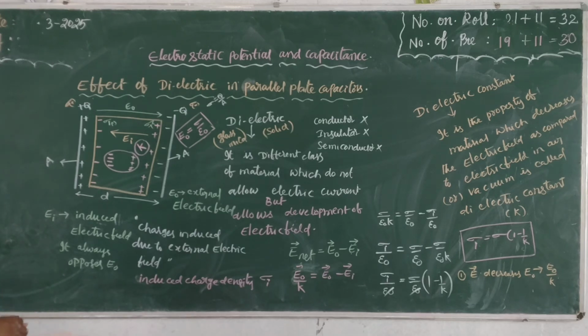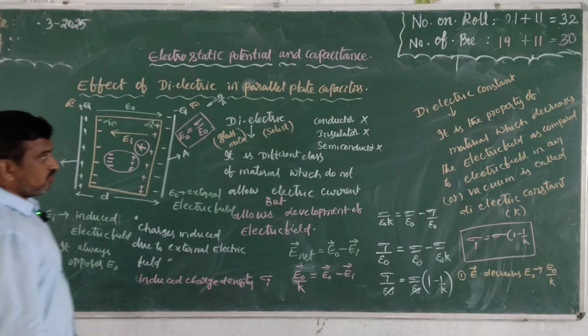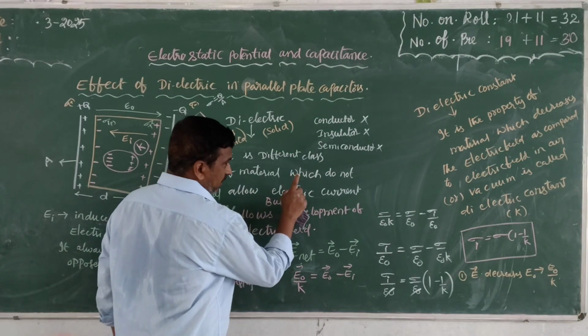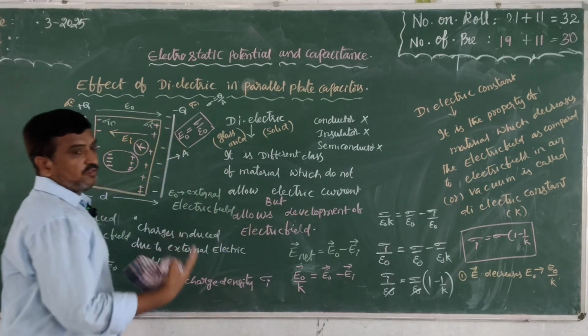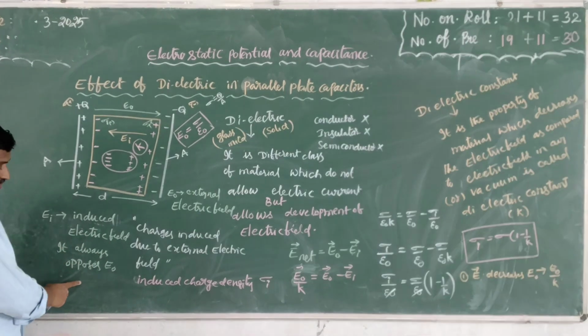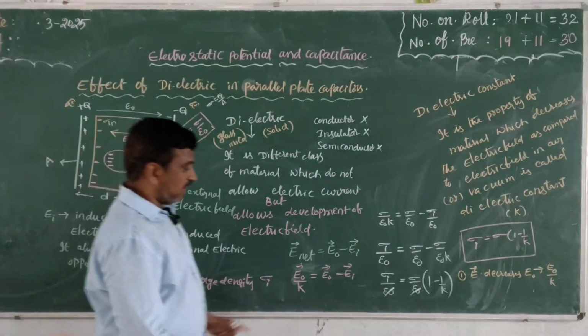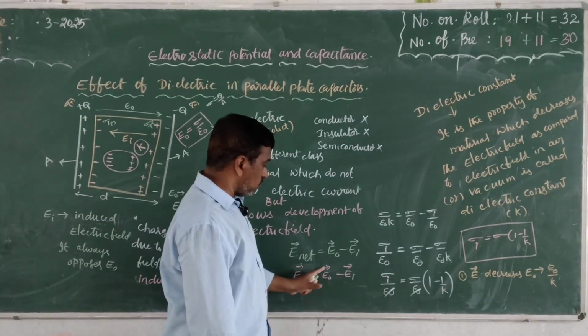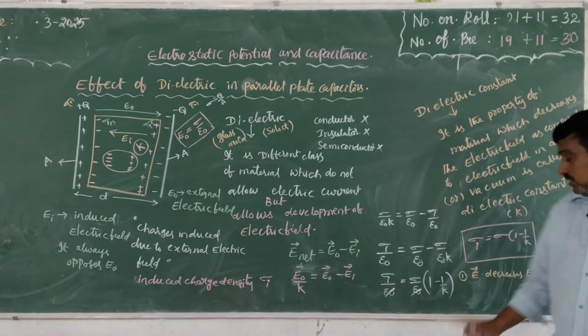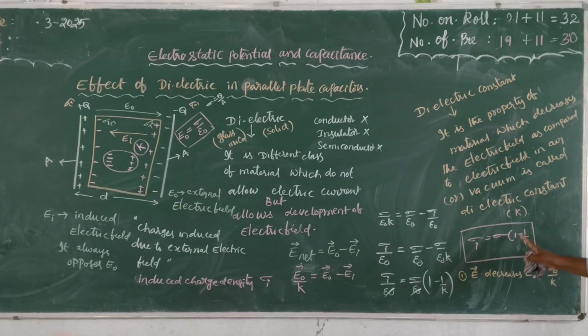Now we discuss potential and capacitance. Dielectric means a different class of material which does not allow electric current but allows development of an electric field. The individual induced electric field, E I, always opposes E naught. So the net electric field, E naught by K, equals E naught minus E I. So the induced surface charge is sigma I equals sigma into (1 minus 1 by K).